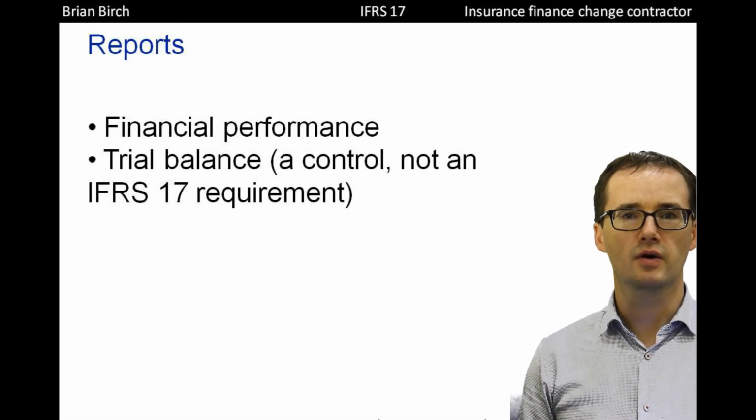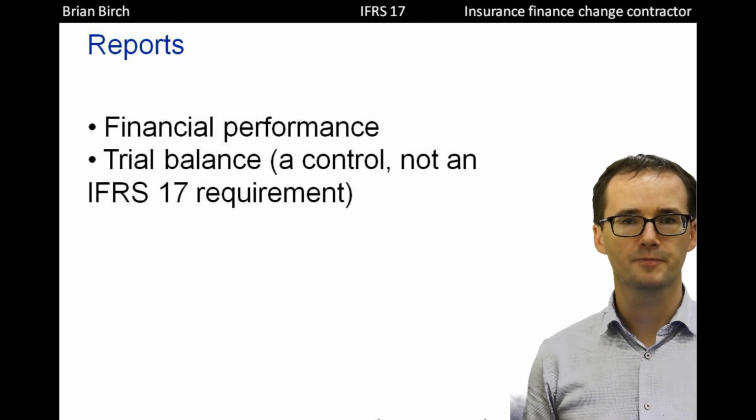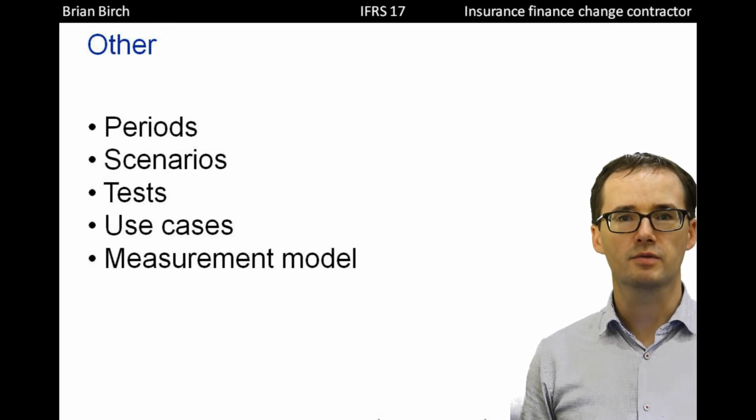You'll also need to have a financial performance report, which is essentially a P&L, and overall you'll need to see a trial balance to make sure that everything balances up. It's one of the controls. One of the things to be seen is how things play out over time.